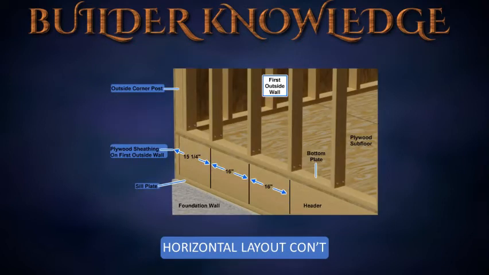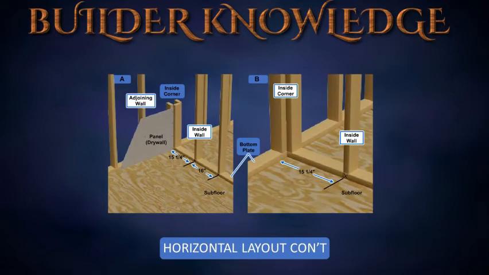Now that the first wall is marked out, we can lay out studs for the second exterior wall. You will mark the plates for the first stud to be placed 15¼ inches from the outside edge of the panel on the first wall. This layout allows the corner of the first panel on the second wall to align with the edge of the first panel on the first wall.